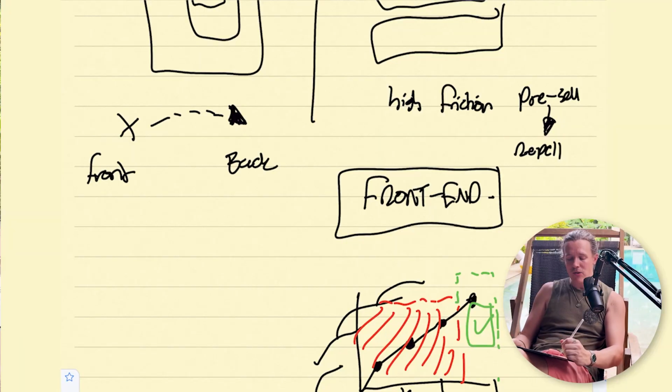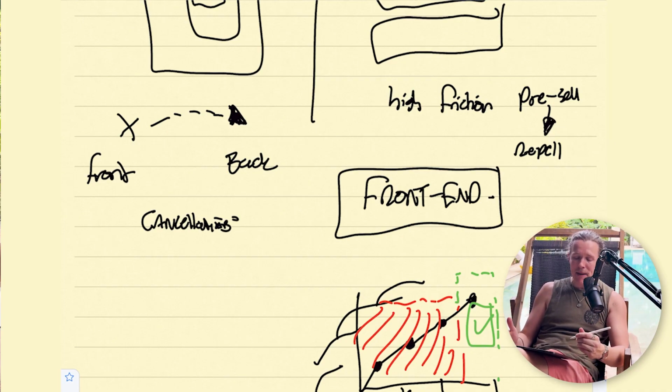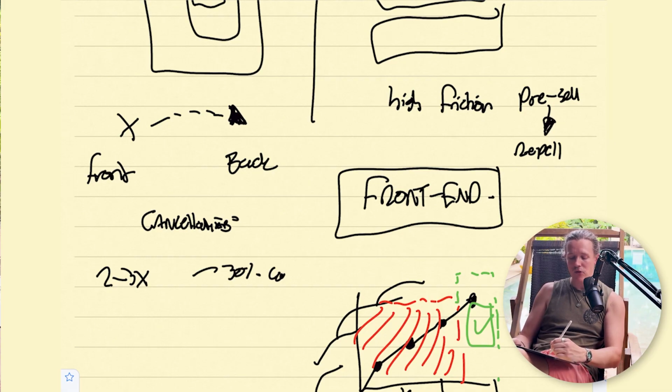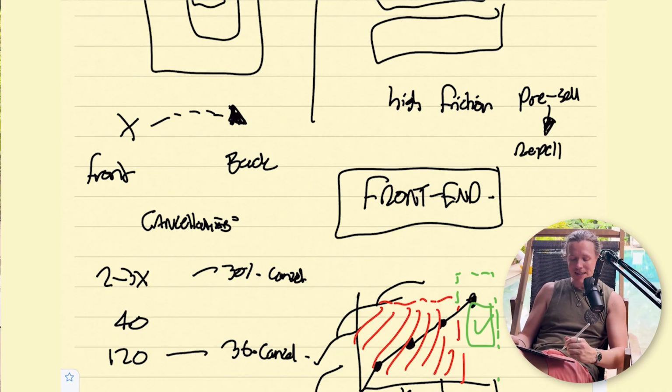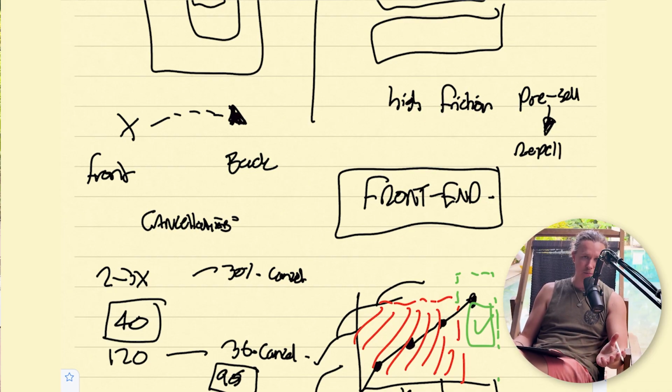Now, when you do it this way, you do tend to get a little bit of drop off, right? You do have some cancellations that come through, but overall, you're still getting a net benefit, because if you're getting 2 to 3 times the booking rate and you're having maybe 30% of people that cancel calls, you're still net benefit getting a lot more. For example, if we were booking 40 calls before and now we're booking 120, even if 36 of those calls cancel, we're still net positive, right? We got like 95 calls versus the 40 that we had before, right? And so overall, we're looking for that increase.